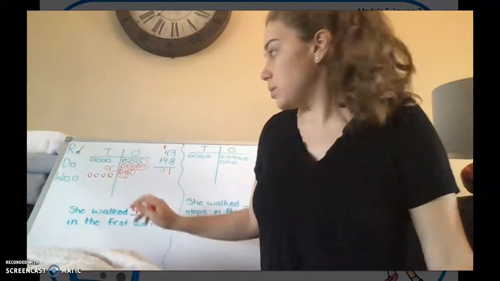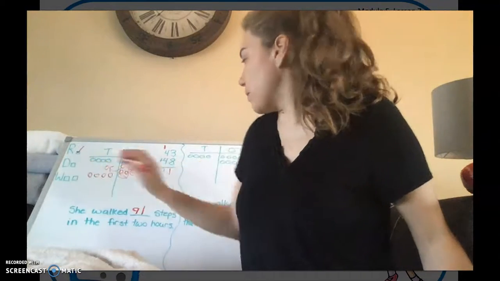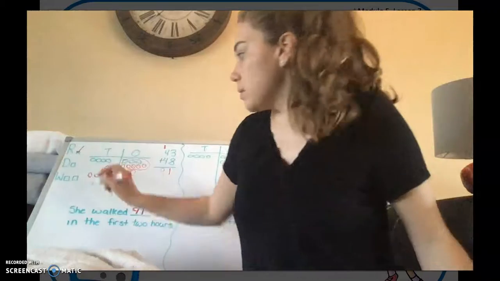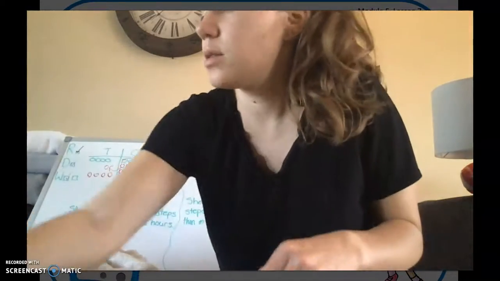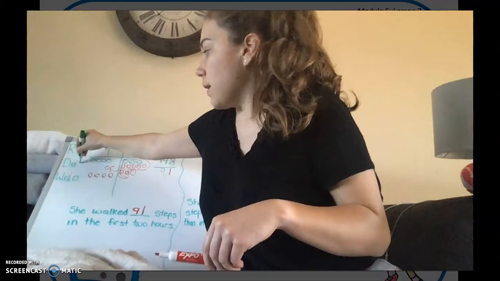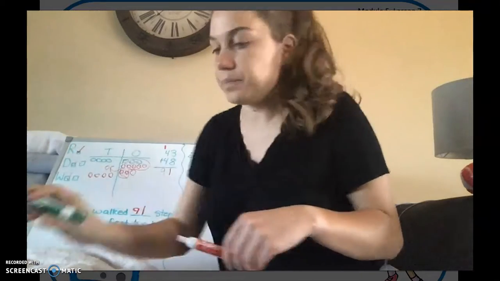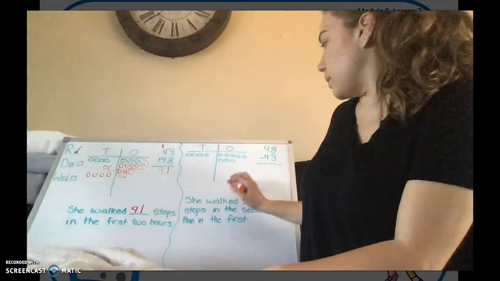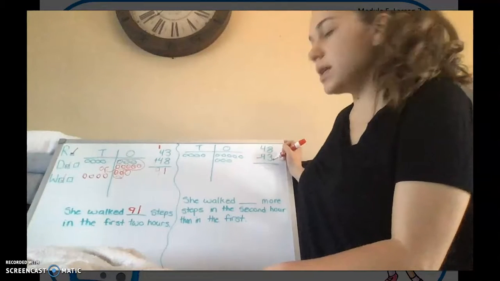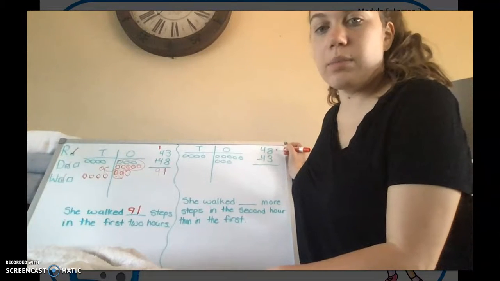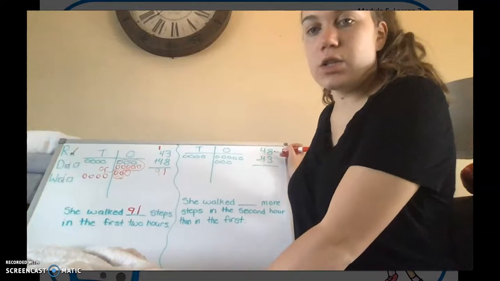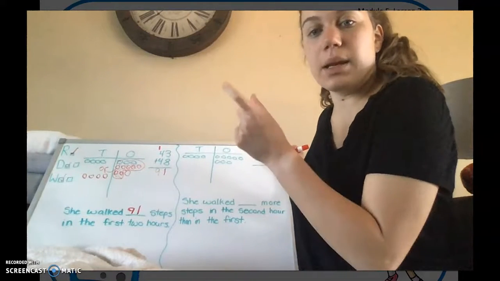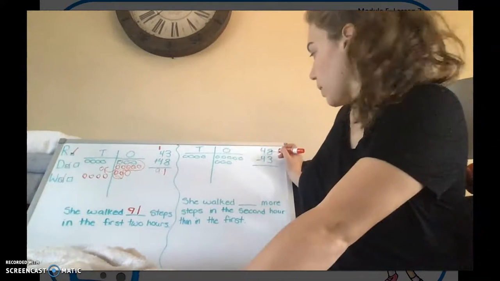Now we've done the drawing and the writing for the first problem. So I'm going to put a check for drawing and writing, but now we need to do the draw and the write for part B. So over here we have 48 minus 43 because I want to know how many more steps she walked in the second hour than the first hour. So you need to find the difference to find how many more there is.